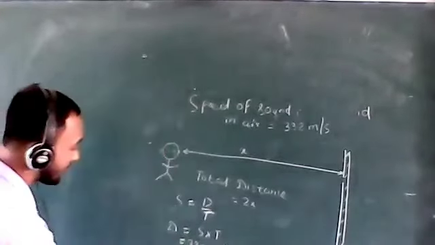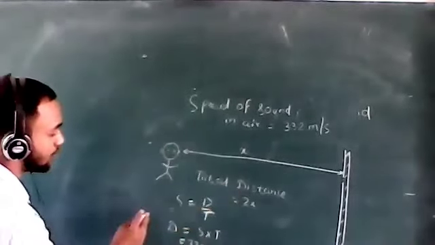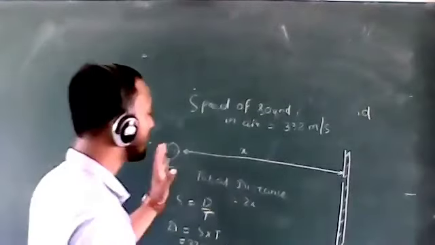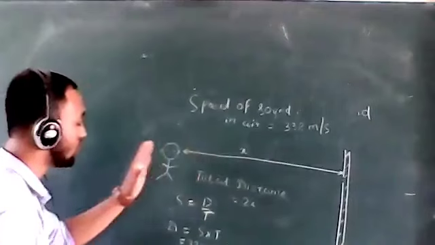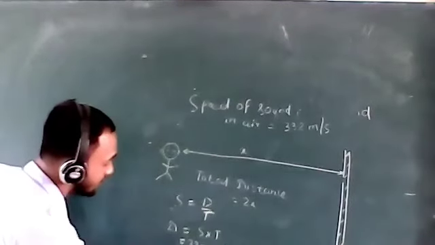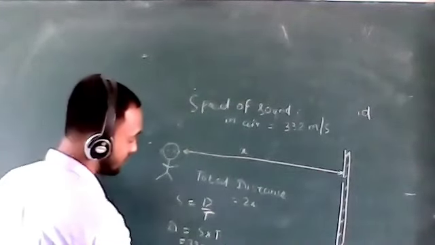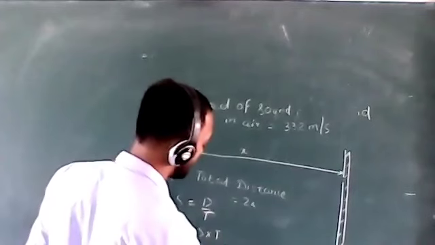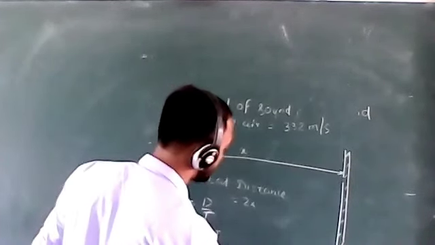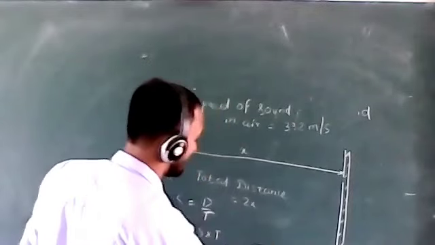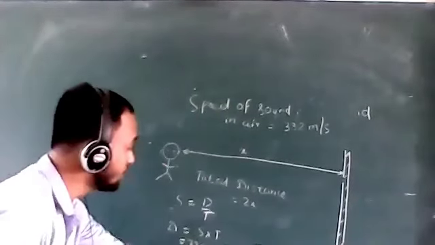So from here we are calculating the minimum distance for the echo produced. Because what is echo? Reflection of sound from a reflecting medium to the speaker, to the source of sound. So here 332 divided by 10, placing the decimal here, gives 33.2 meter. So what is this 33.2 meter?